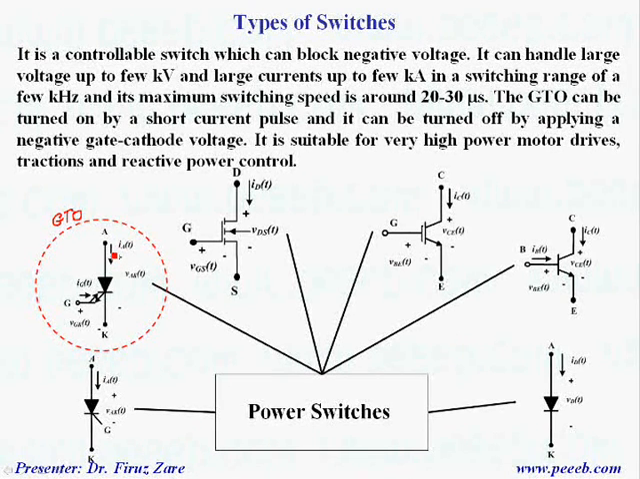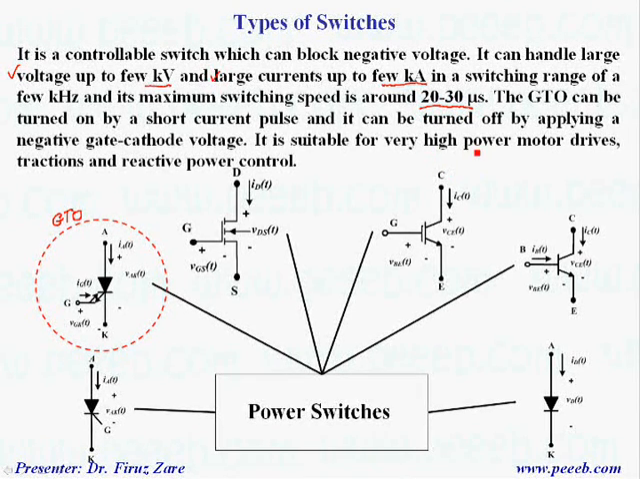So this switch is a controllable switch which can block negative voltage as well. It can handle large voltage up to a few kilovolts, and also large current up to a few kiloamps. So this is a good switch. This is a good power switch for power system applications, but the problem is that the maximum switching speed is around 20 up to 30 microseconds.